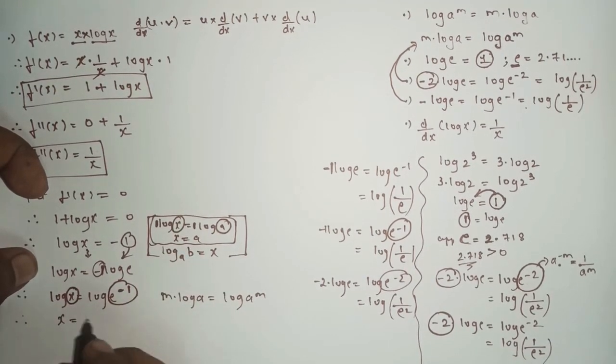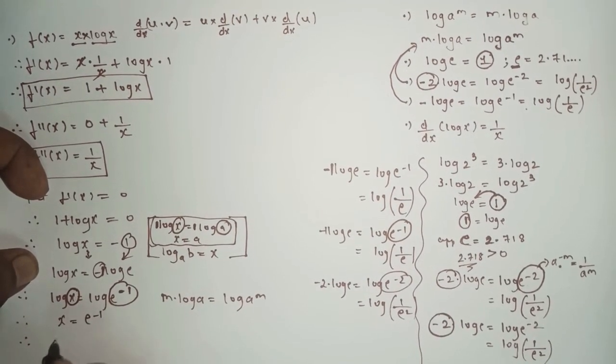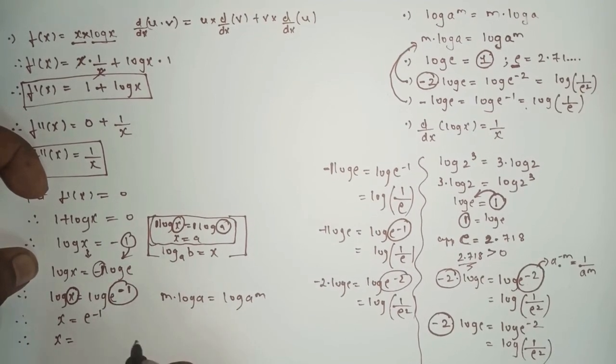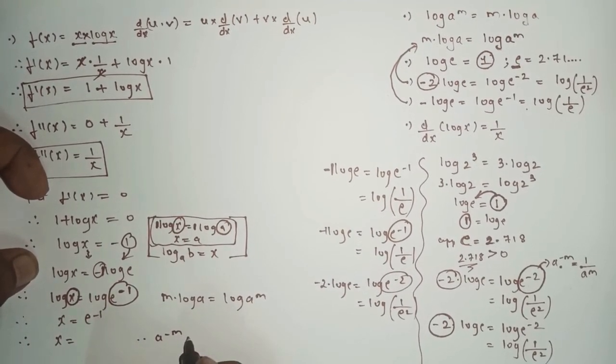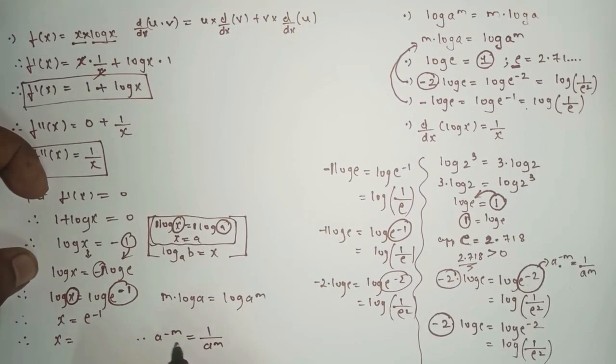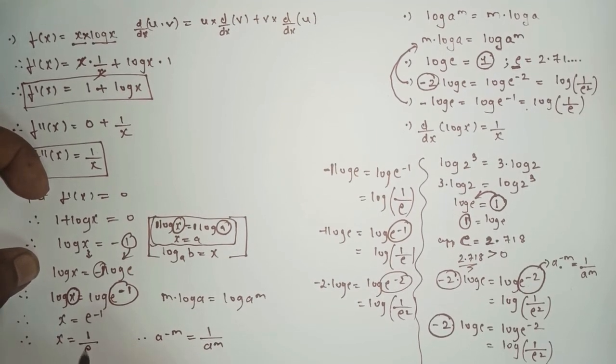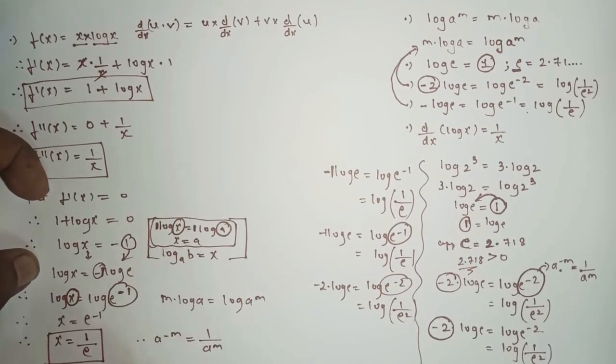So we can apply this formula. x equals e raised to minus 1. Therefore x equals e raised to minus 1, using the a raised to minus m formula. a raised to minus m we can write as 1 upon a raised to m. So e raised to minus 1 we can write as 1 upon e. So here we got the value of x.